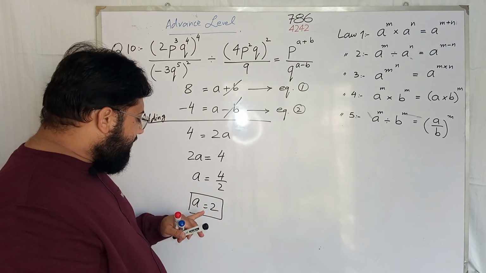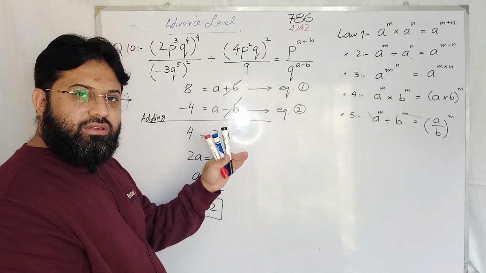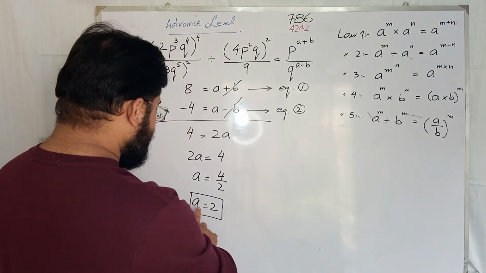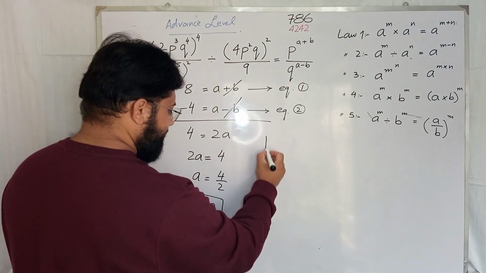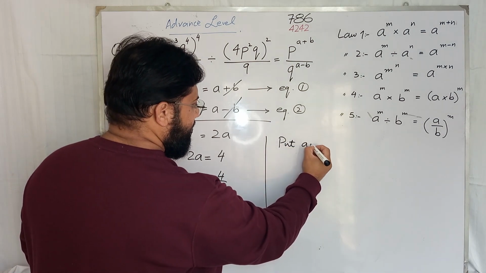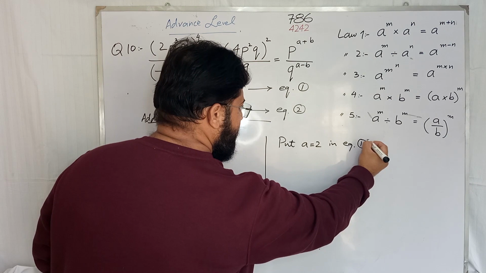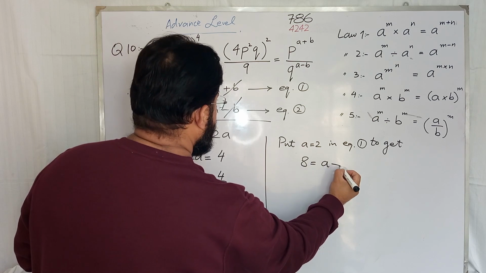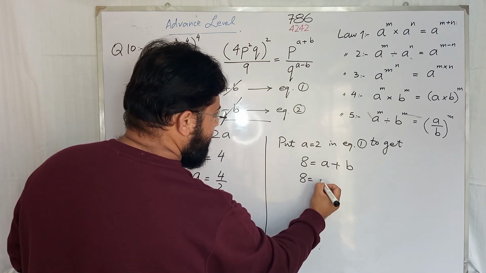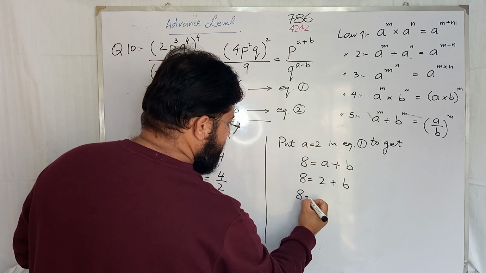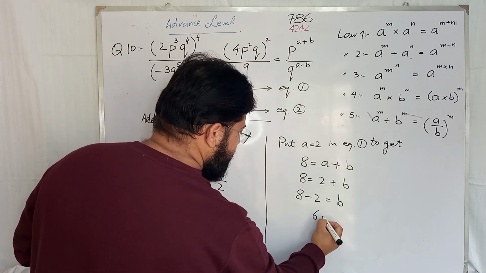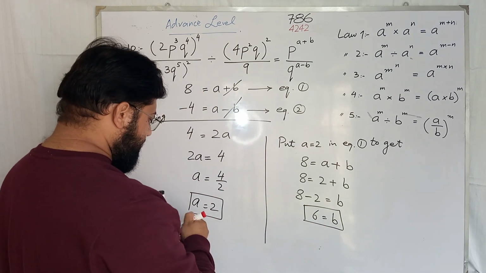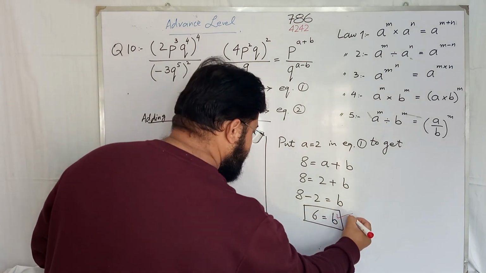Once I get the value of a, I can put this value in any of the equations, either in equation 1 or in equation 2. I'll get the same answer. So I put this value of a, let's say in equation 1. Put a is equal to 2 in equation 1 to get, what do you get? 8 is equal to a plus b. Put the value here, 2 plus b. 8 minus 2 equal to b. So this is 6. So b is equal to 6. That's how we get the value of a and the value of b.